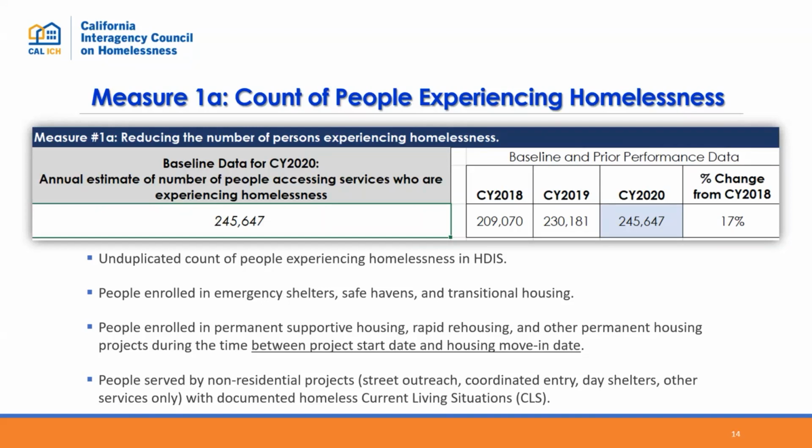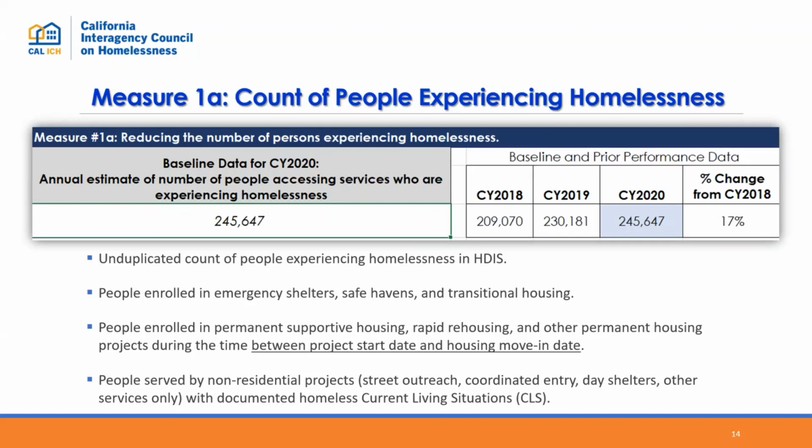This differs from the HUD SPM count of people experiencing homelessness because it includes people who had only been served by non-residential projects during the year. This difference from the HUD SPM allows communities to get a more accurate picture of the total number of people who experienced homelessness in their community and develop plans for addressing the potential unmet need.